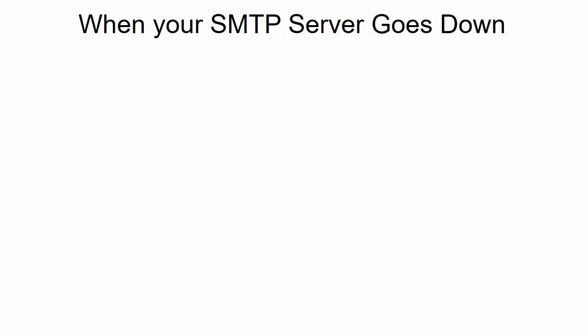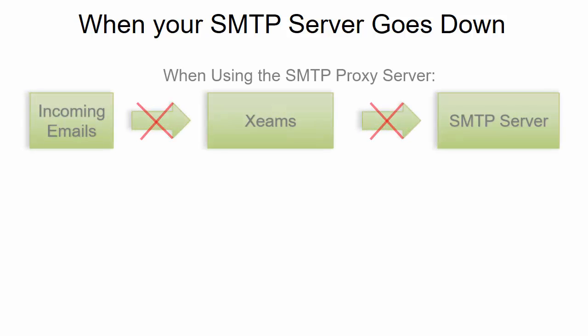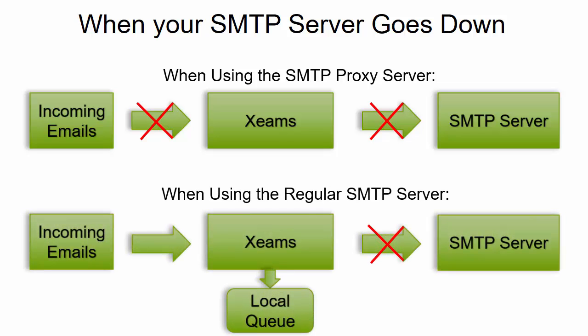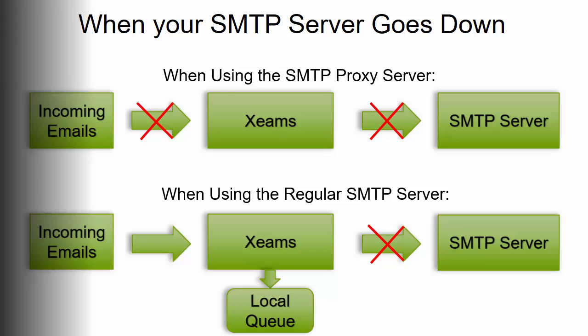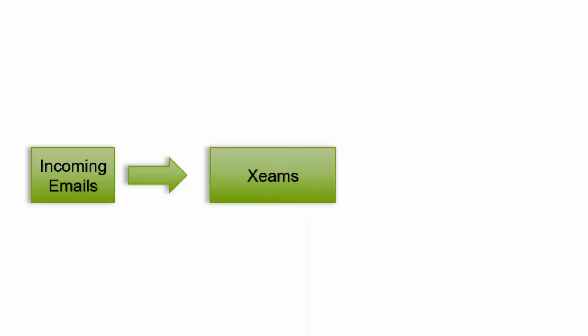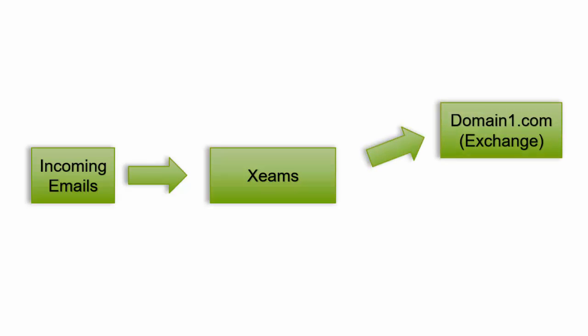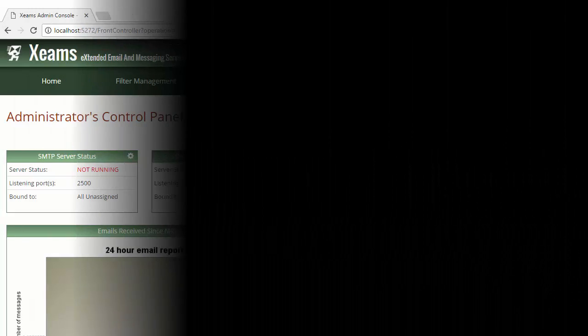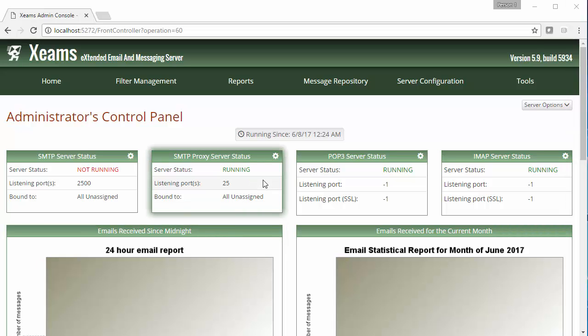If your actual email server goes down for whatever reason, the proxy server will also go down. However, the regular SMTP server will stay up and will keep the incoming messages in a local queue until your email server is back up. The regular SMTP server can distribute incoming emails to more than one server. For example, domain1.com goes to an Exchange server, while domain2.com goes to a Qmail server. For this tutorial, I will use the proxy server.